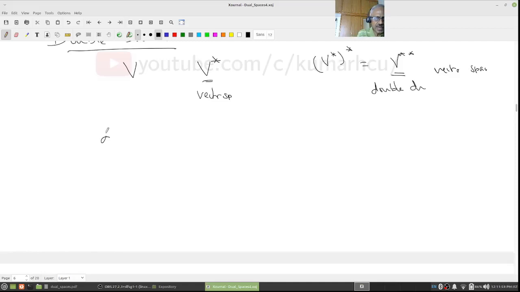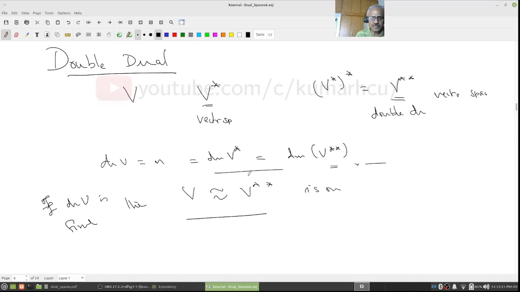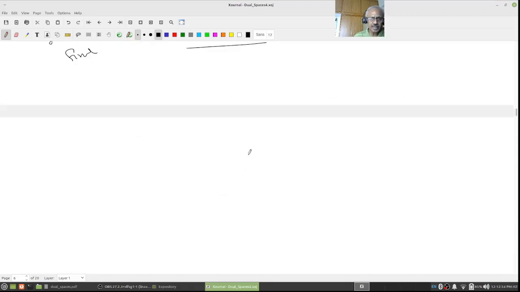So next, if the dimension of V is finite, let us say n, then we know it is the dimension of V star, and hence that should be the dimension of V double star, right? Because this dimension should be the same, that means all of them are n. Okay? So we know that V and V double star are also isomorphic. If the dimension of V is finite, then this happens, therefore these are isomorphic. Is that okay?